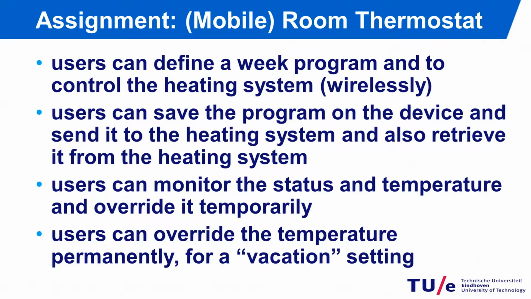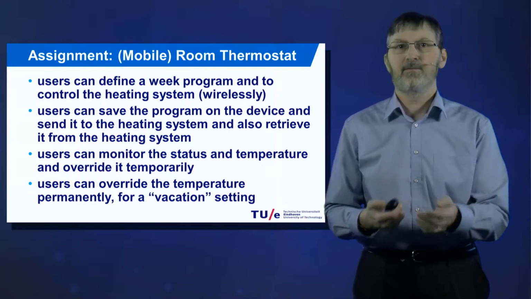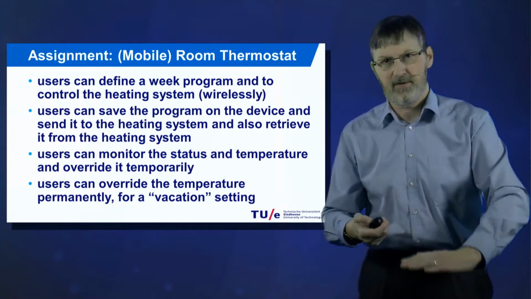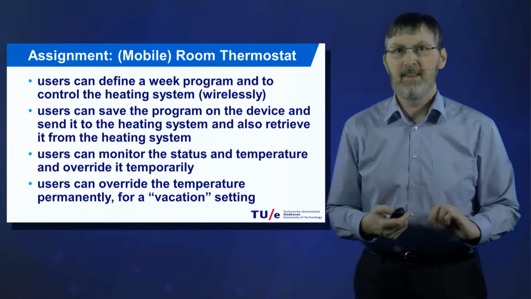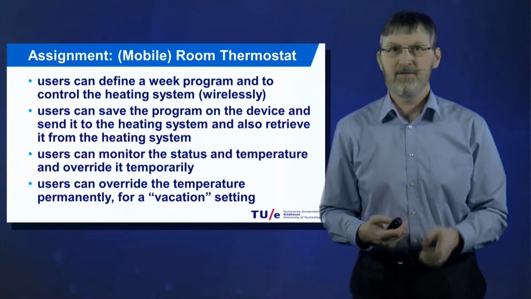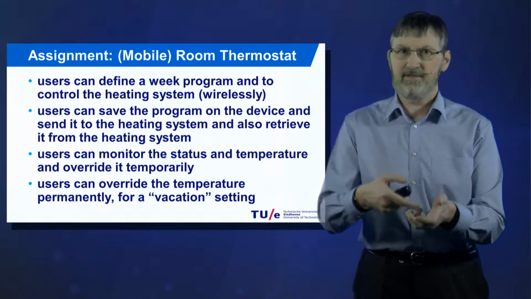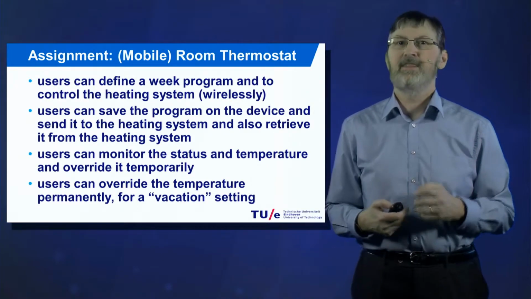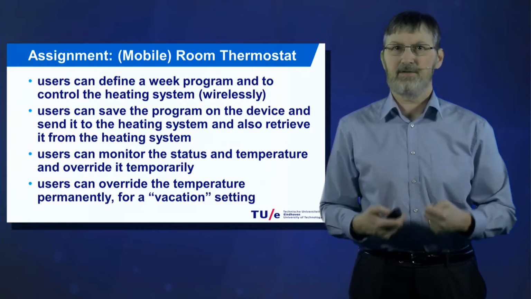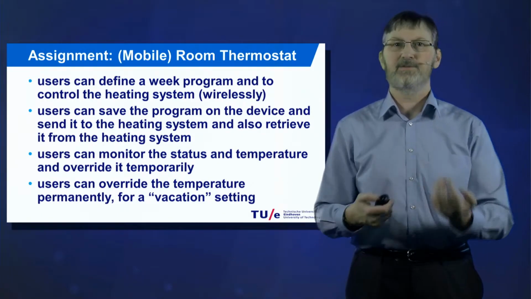Users can also override the temperature permanently. Well, it's not really permanently, but until you switch it off. This is used when you go on vacation. When you go on vacation, you typically set a very low temperature during the vacation. And when you're, say, on the train back home, you will use your thermostat on the phone and say, we're now returning from vacation, and the heating will start working again and raise the temperature so that by the time you get home, the house is nicely warm.